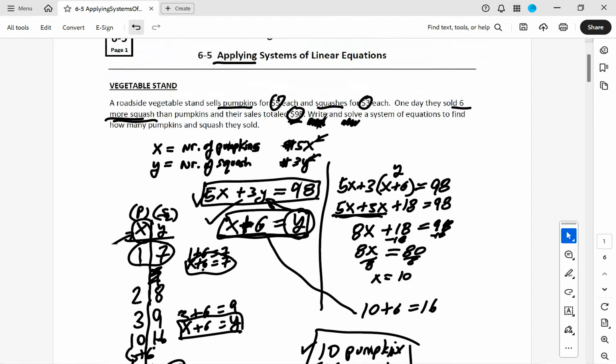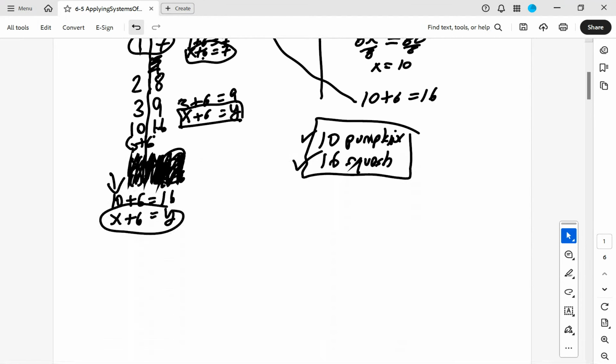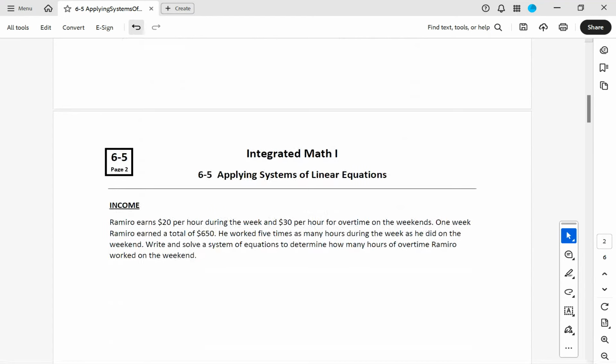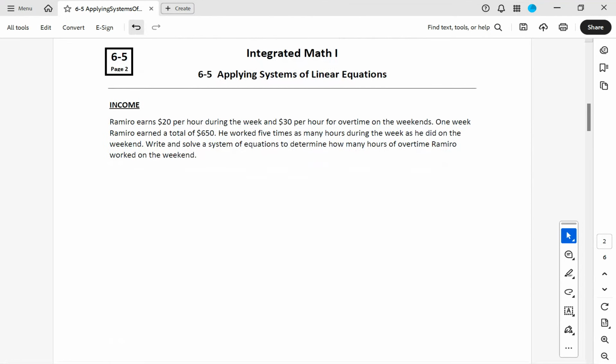Now, that's one scenario. With money, you can often put the money together in a way to make an equation. Let's take a look at this one, which is another income problem. Ramiro earns $20 per hour during the week, $30 per hour for overtime on the weekends. One week he earns $650. And then we've got some more stuff to read. Works 5 times as many hours during the week as he did on the weekend.